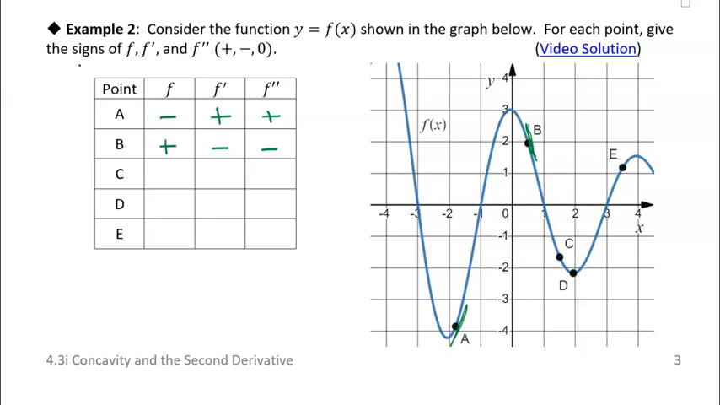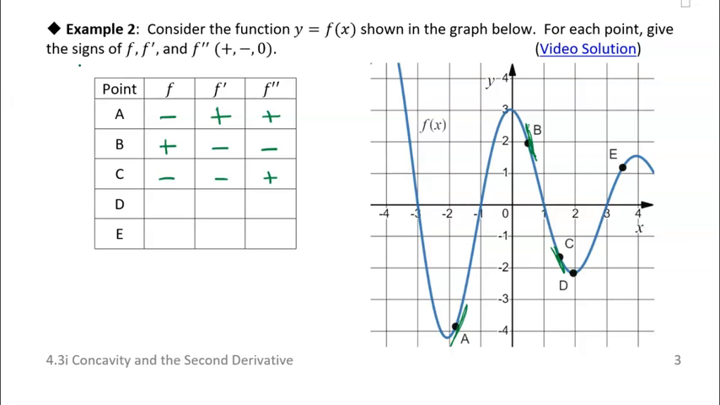Now we're still on the portion of the curve where it's decreasing. But first of all, let's start with the value of the function. That point is below the x-axis, so the y value is negative, and the y value is just the value of the function. If I drew a tangent line at that point, the slope would be negative. But now you can see that in this portion of the curve, it's concave up, so the second derivative has to be positive.